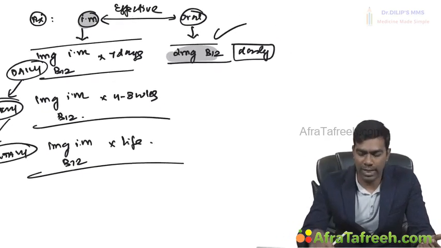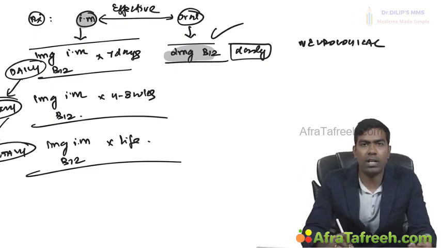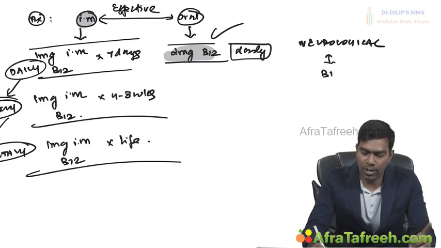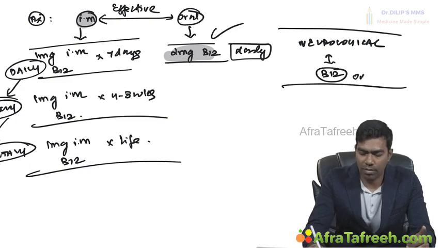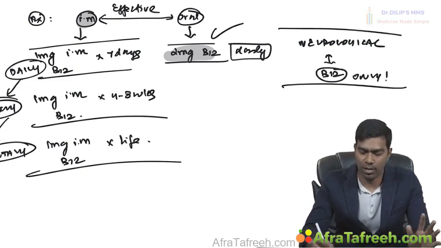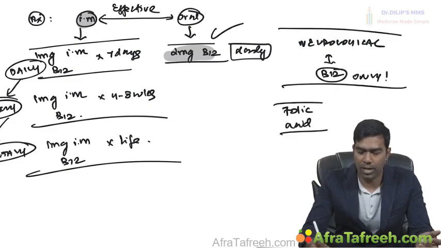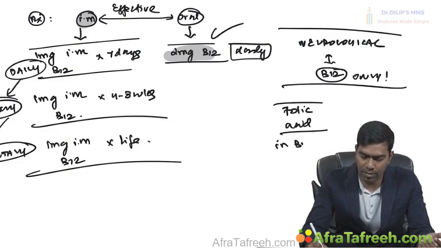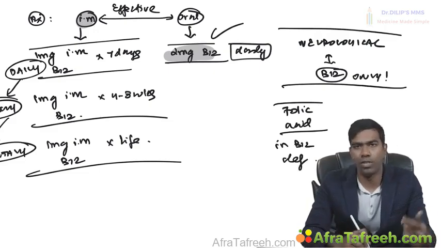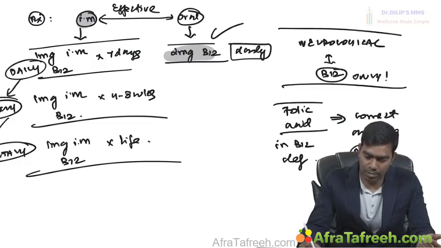Remember, one more important thing is the neurological abnormalities will reverse only if B12 is given. B12 only can reverse the neurological abnormalities. Suppose they ask you, what if you give folic acid, folate supplementation, in B12 deficiency? What will happen? It will correct the anemia, but it will worsen the neurological manifestations.